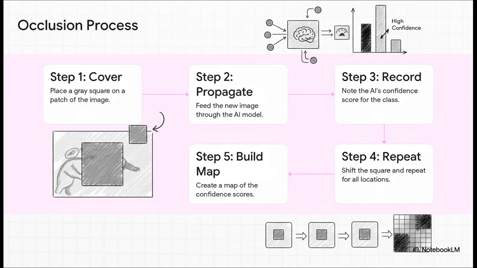And we write down its confidence score. Then we just do it again. We slide the square over, and again, until we've covered every single part of the picture. And at the end, we build a new map that shows us exactly where covering up the image caused the biggest confidence drop. Those spots, that's exactly what the AI is focusing on.